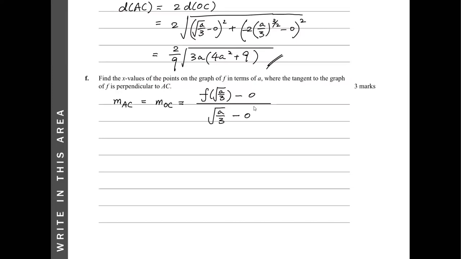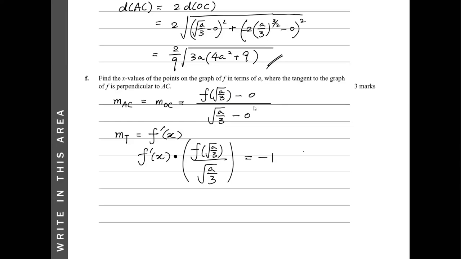All right. And the gradient of the tangent on the graph of f is f dash of x. Because they are perpendicular lines, you can say f dash of x times the gradient is -1, okay? All you want to do next is solving this equation by your CAS calculator.